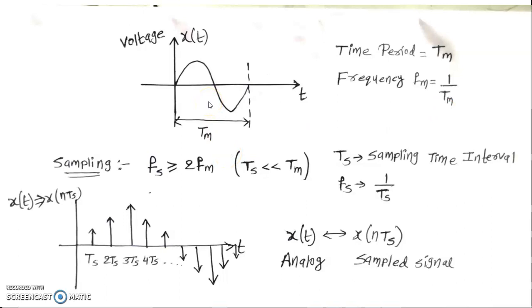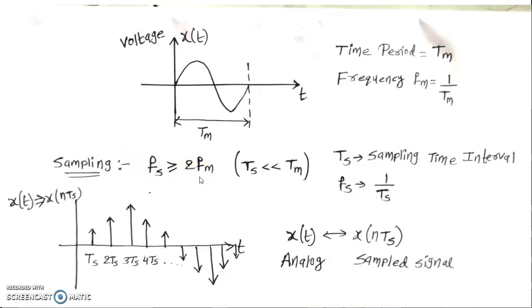Now to convert this analog signal, a continuous time, continuous amplitude signal, into a digital signal, the first thing we do is apply the analog signal to the sampling block. This analog signal is converted into a discrete time, continuous amplitude signal through the sampling process. But to perform sampling, we have to satisfy the Nyquist condition, that is the sampling frequency Fs is greater than or equal to 2Fm.